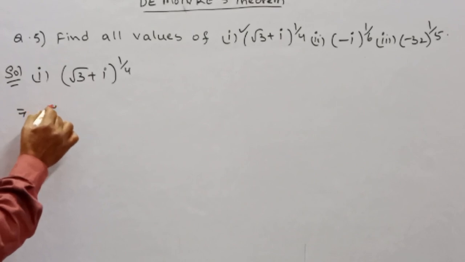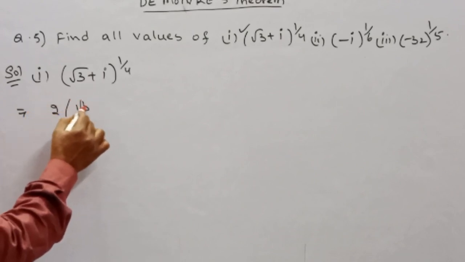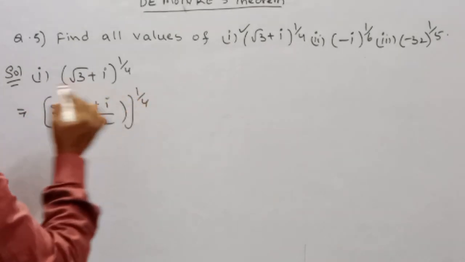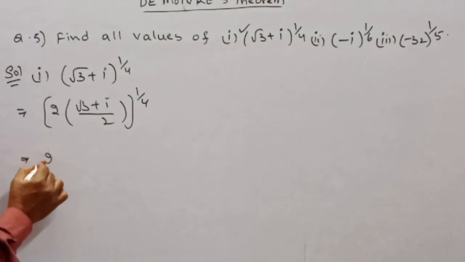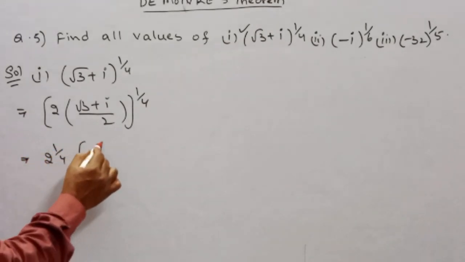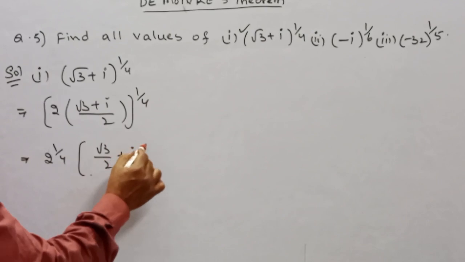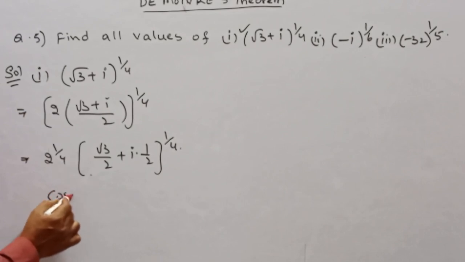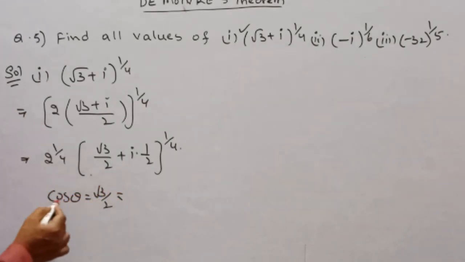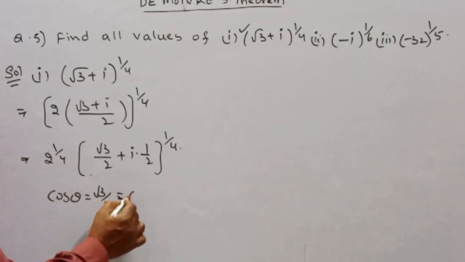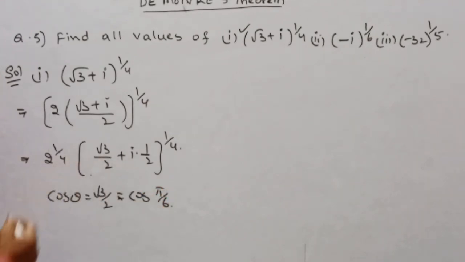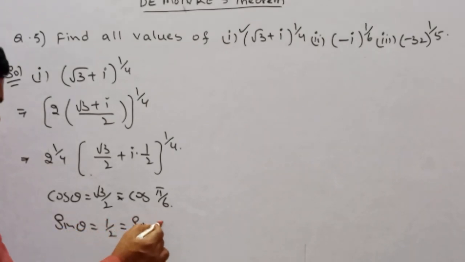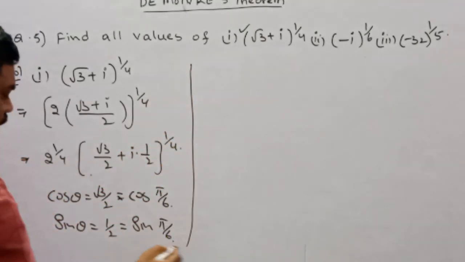You can multiply and divide by 2, so 2^(1/4) is common: 2^(1/4) (√3/2 + i·1/2)^(1/4). Here cos θ equals √3/2, which is cos 30 degrees, so θ is π/6. And sin θ equals 1/2, which is sin 30 degrees, also π/6.